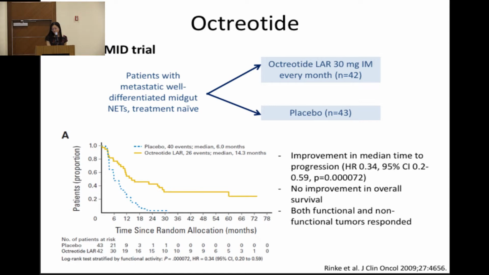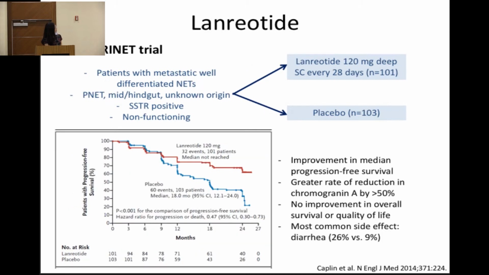So the PROMID trial was the first trial to show the benefit of octreotide. In this trial, patients with well-differentiated midgut NETs who were treatment naive received octreotide versus placebo. Just briefly, it showed a benefit in terms of time to progression. There was no improvement in overall survival. And both functional and non-functional tumors benefited.